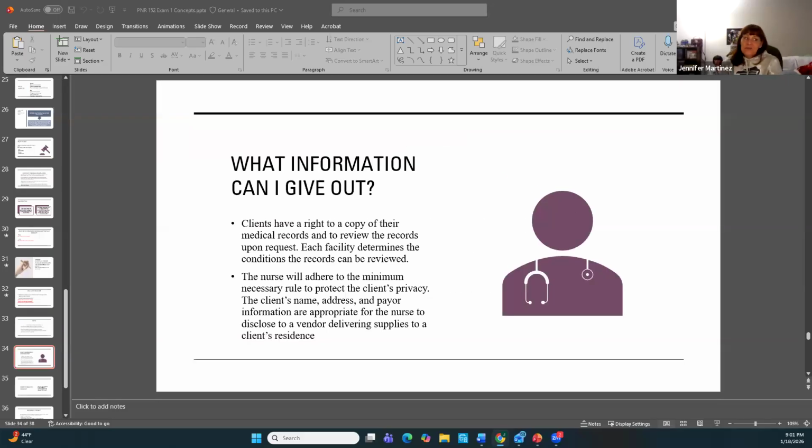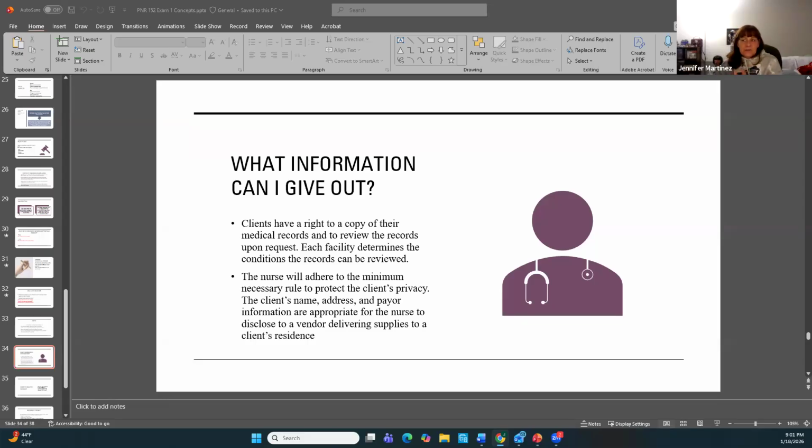What information can you give out? This is something that, I remember when HIPAA first was enacted. I've been a nurse for a while. But what information can you give out? So clients have the right, they can look at their medical records, they can review their records upon request. And each facility determines the conditions the records can be reviewed. It's a lot different now. Everybody's got a patient portal, right? And everything goes into your patient portal. So you can pretty much just log in and see everything.